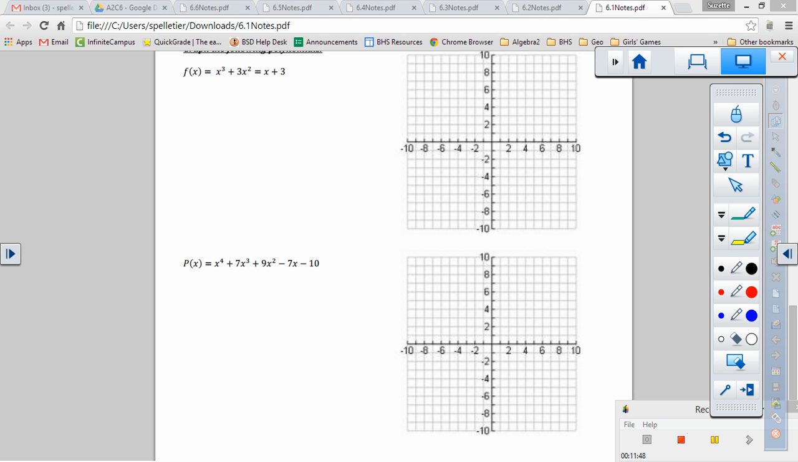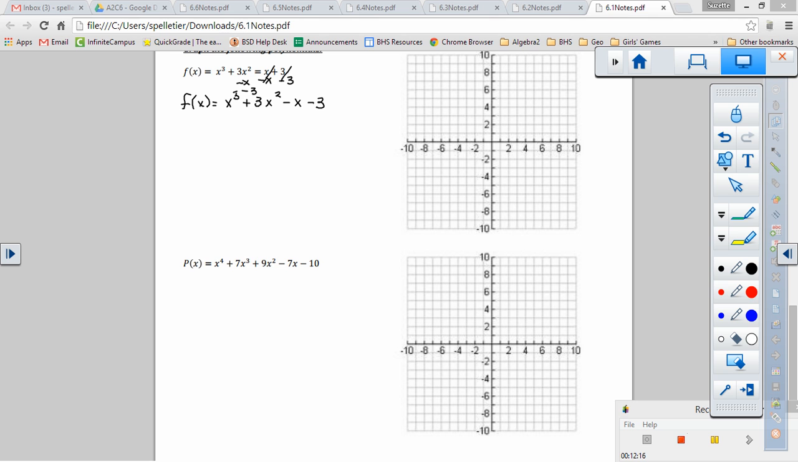Okay, so the first one, we have to get everything over on one side of the equation. That's the first thing that I have to do. So I have to get these to cancel. And then over here I need to put this in standard form. So I have my x to the third, I have my 3x squared minus x minus 3. So that's my overall function that I'm dealing with, my f of x.